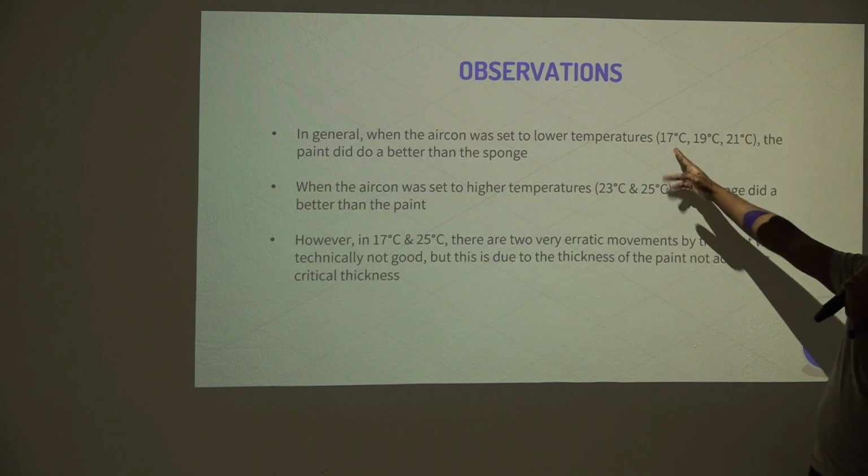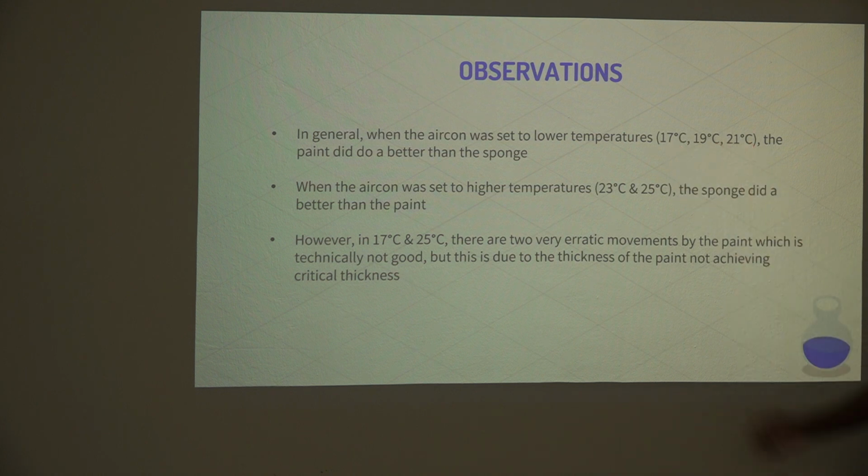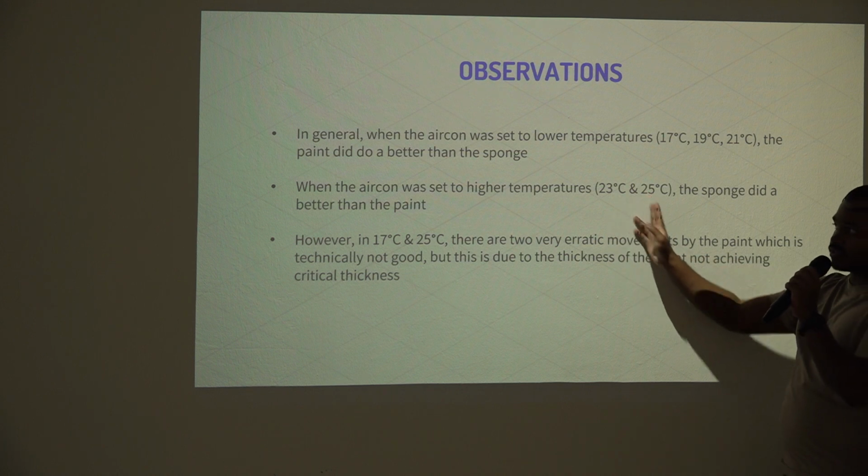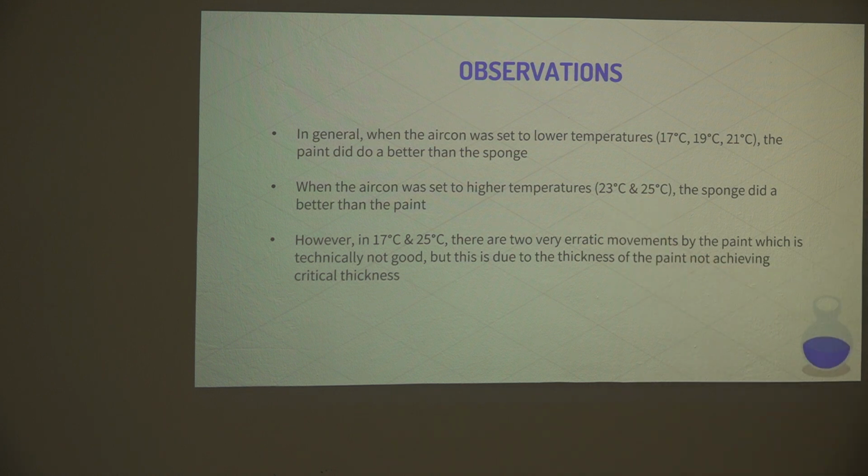So in the earlier stages, for 17, 19, and 21 degrees, it was doing better than the sponge until it came to 23 and 25 degrees, where it was allowing a lot more heat to pass through than the sponge. And as I mentioned, there were some erratic movements, and all this is due to the thickness of the pane. There's something called critical thickness of insulation, which the painter didn't really reach. He only painted 5 mm of pane.